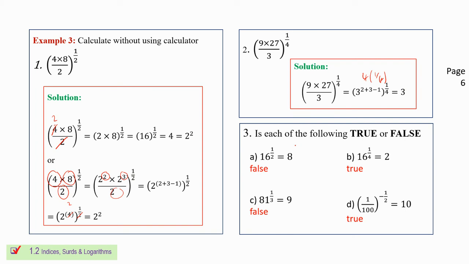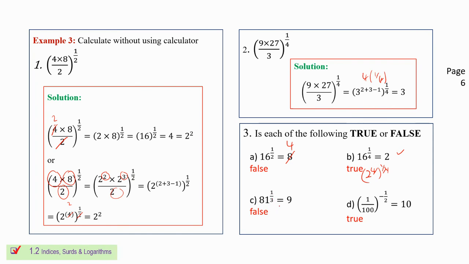Okay, let us look at number 3 here. Each of the following, true or false. 16 power of 1 over 2 is false, because we know 16 power of 1 over 2 is actually 4. And then the second one, 16 power of 1 over 4. If you are not familiar with this, we can change it. 16 actually is 2 power of 4, power of 1 over 4. These two can cancel, 2 power of 1. So that's why this one is true.